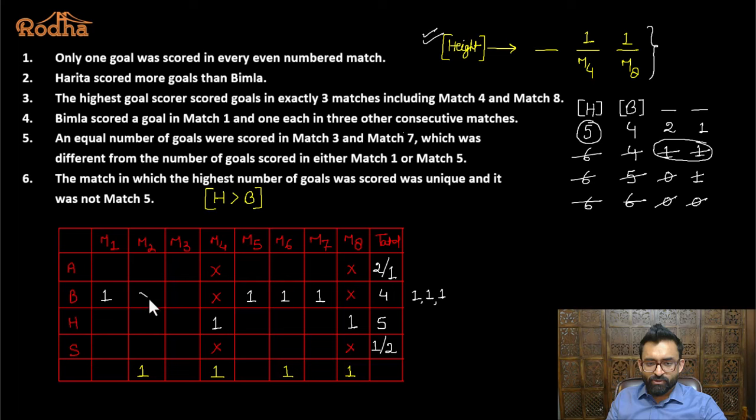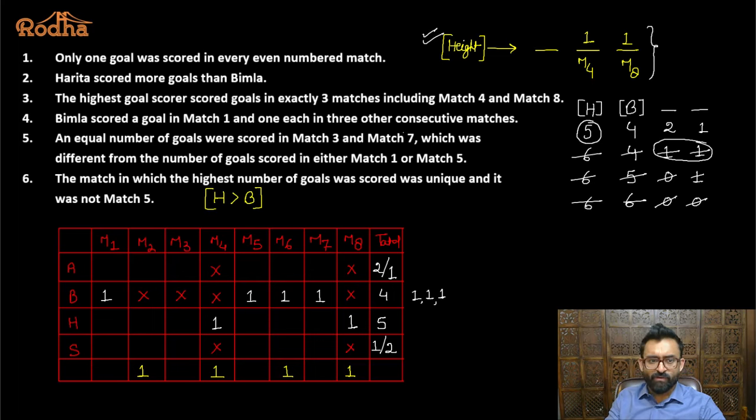That means Bimla has scored 4 goals. So she'll not be scoring any goals here. She already scored 4 goals. Fine. Let's see what else we can do. 1-1-1. So this is the information we have as of now. Let's see what is going to happen. One goal is scored in this match, one goal in this match, one in this match. We can cross this also.